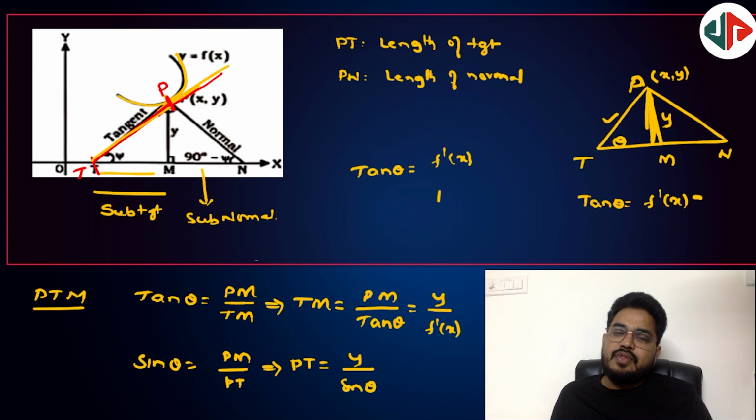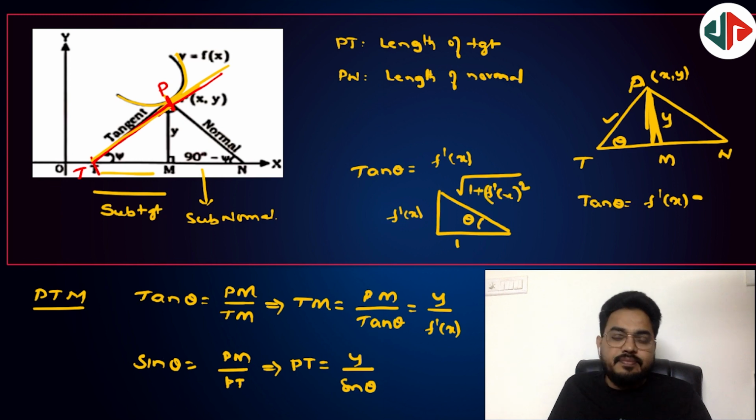Okay. So right angle triangle. This is theta. This is f dash of x. This is 1, because tan theta. So this value will be root over 1 plus f dash of x whole square. So you are going to get y into root over 1 plus f dash of x whole square by f dash of x.